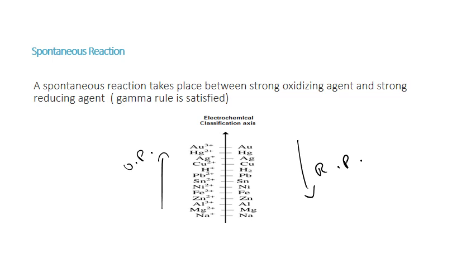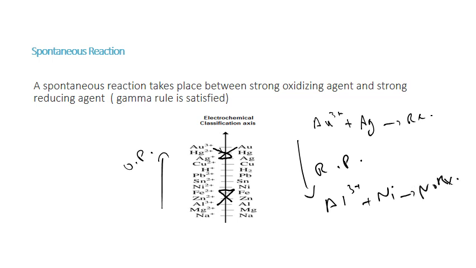Let's take some examples. If we take Au3+ with Ag, start by the ion always. Au3+ with Ag, the gamma rule is satisfied in this case, so a reaction can take place. But if we take, for example, Al3+ with I, the gamma rule is not satisfied, so no reaction can take place. A third example, Cu2+ with Pb, lead: the gamma rule is satisfied, so a reaction can take place.